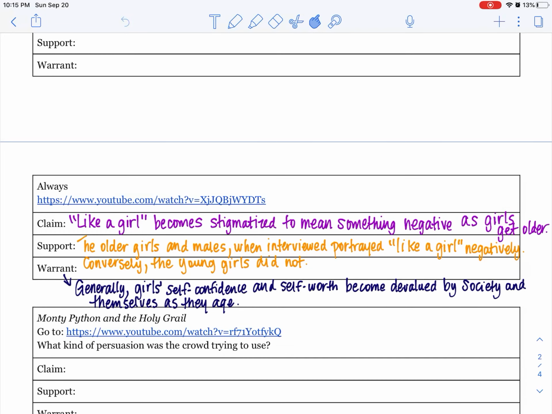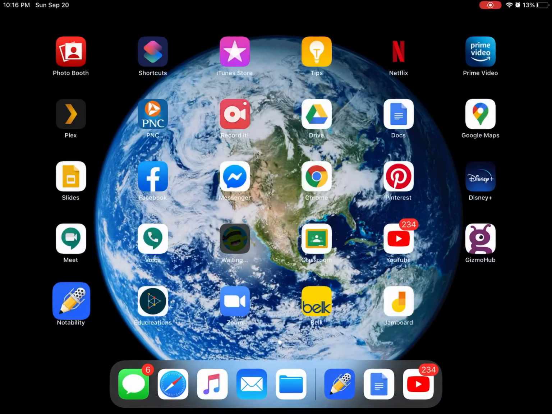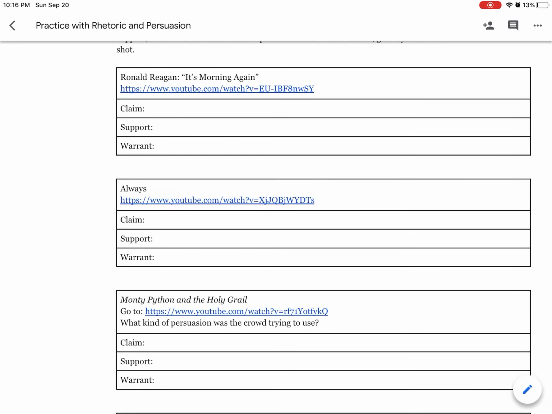That is the total argument that this Always ad campaign wants us to know, that this is the problem. Generally, girls' self-confidence and self-worth becomes devalued by society and then also by themselves as they get older. This is a problem. And so that sets up the whole argument that something needs to be done to stop this. So what I would like for you to do is read through the other.